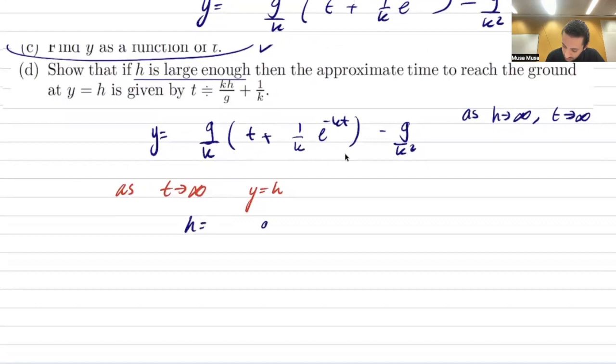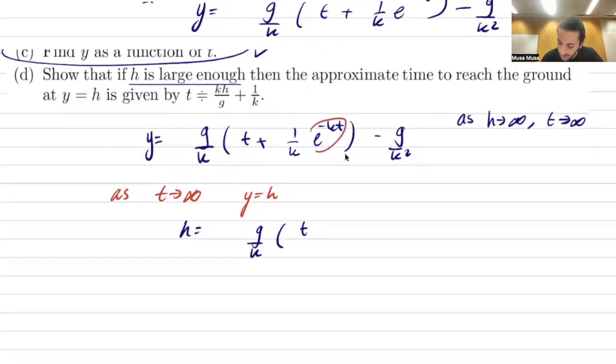So h equals g on k. But what I'm going to do is not change this t. I'm going to leave that t. This t here makes this exponential go to 0 a lot quicker. Because this goes to 0 a lot quicker than this one does, I can replace this with 0 before I can replace this with 0. So that's okay. So t plus 1 on k times 0 minus g on k squared.